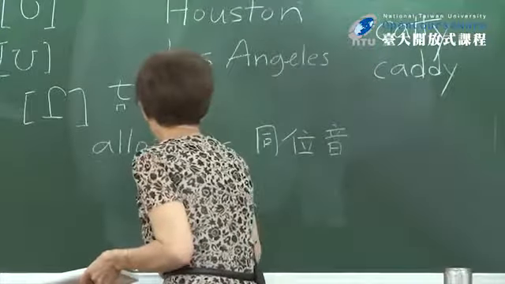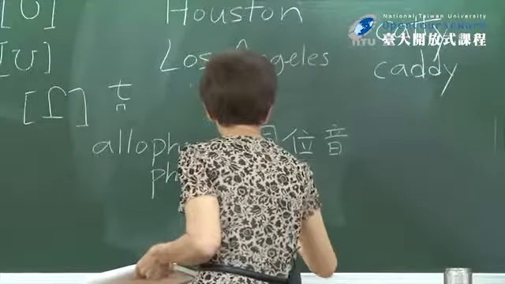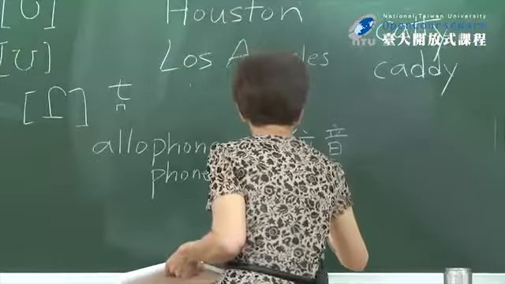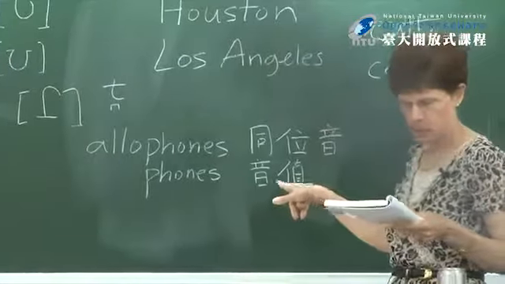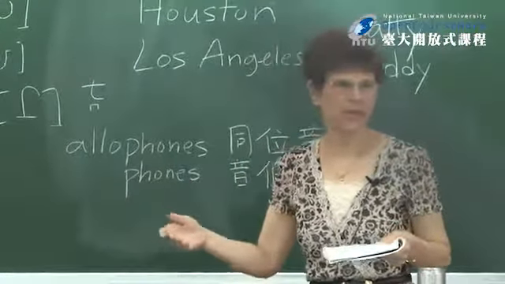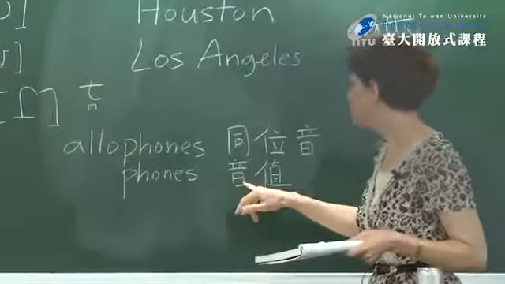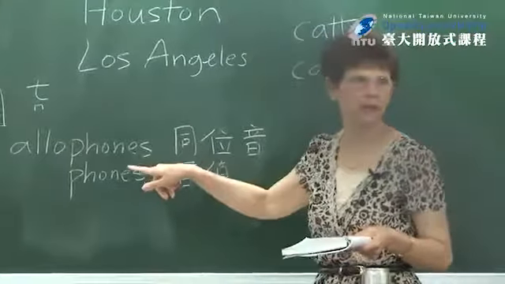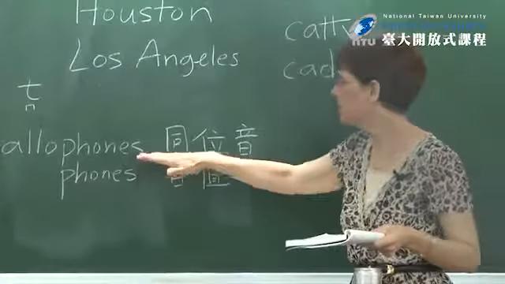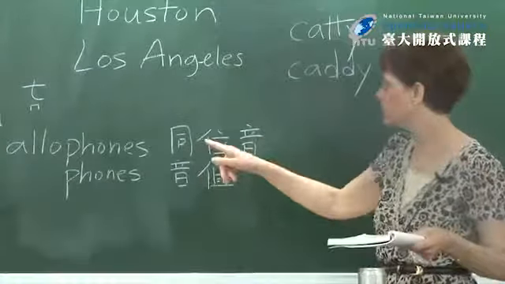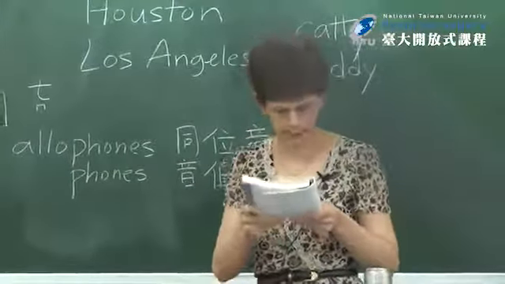We have another useful word here, and that's phones. And in Chinese, phones are called what? 音质. The actual value of the sound. That means in speech, how you actually say it is the 音质. That's the phone. Sometimes you will hear 音质 used for allophones. Its actual pronunciation is its phone, the 音质. But when we know which phoneme it belongs to, we'll say it's an allophone, for example, of T, 同位音, an allophone of T. Okay?